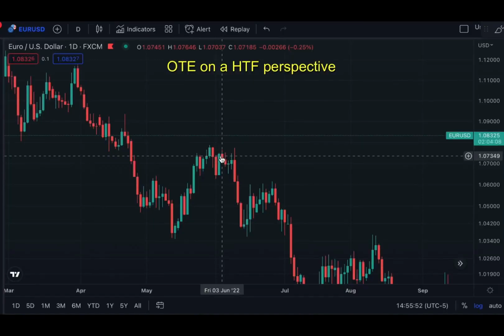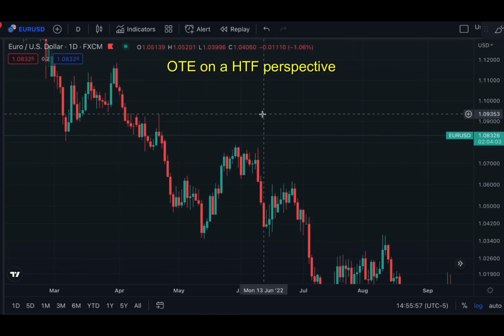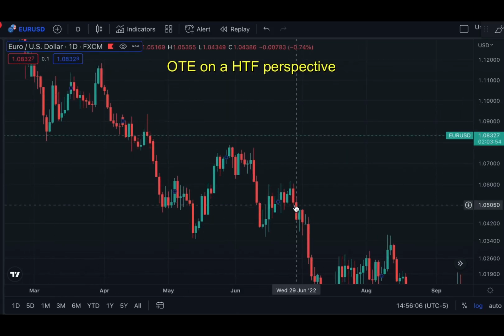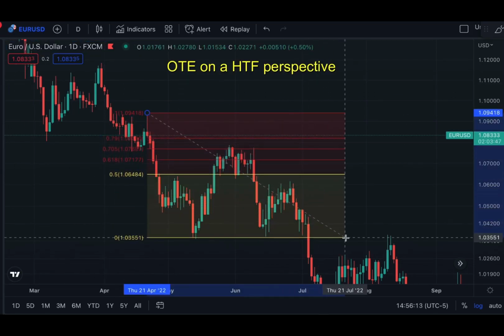Alright, so I want to talk about OTE on the higher time frame. On the higher time frame, we just use OTE for analysis. We don't use it as an entry level. That's on the lower time frame. On the higher time frame, we're trying to figure out what exactly price is trying to do. So we can pull out our retracement levels or OTE levels.